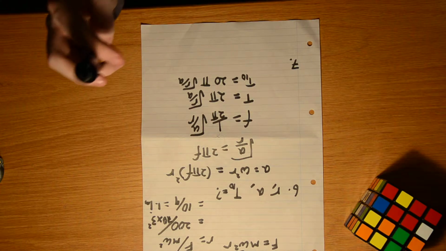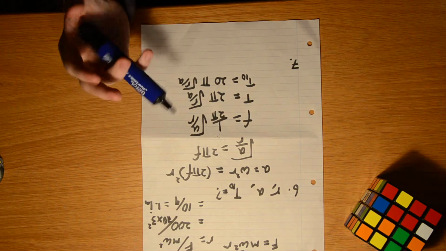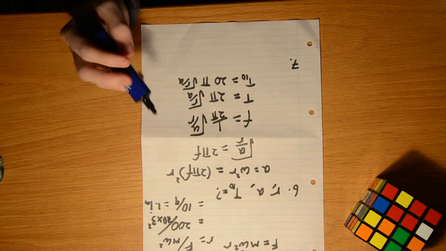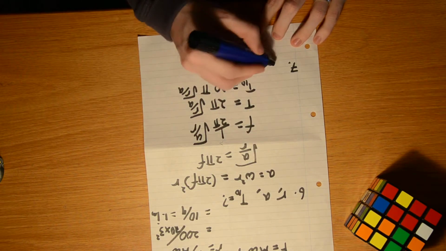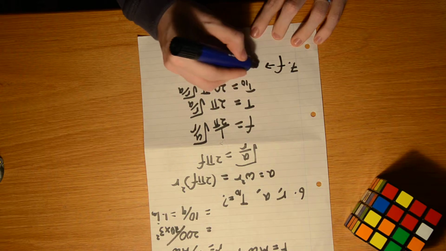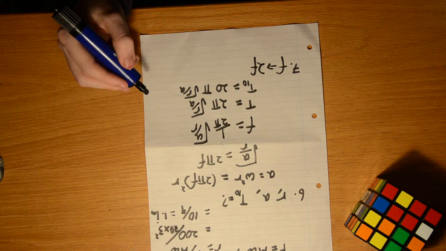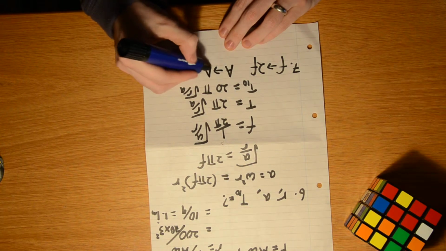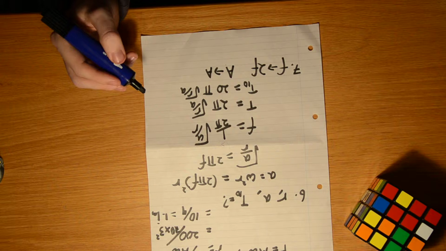Okay, for question number 7, we've got an object in simple harmonic motion, and we're going to be looking at what happens if we change one thing. So we're going to change the frequency. In question 7, the frequency is going to become twice as large. So we've got twice the frequency, but the amplitude is staying the same. The amplitude does not change in this question, and we're asked which of these 4 things is also doubled.